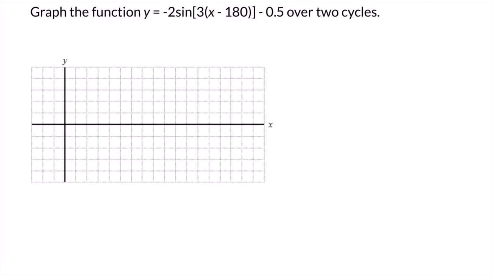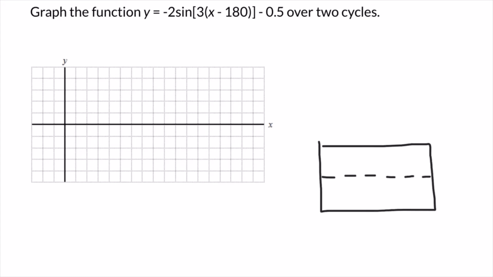For this function, you can see there are a lot of transformations being applied. I start by drawing my box, and I take note of the last number in the equation, my c value. It's -0.5. So that means I'm shifting my whole function down by 0.5. That means my central axis is at -0.5.